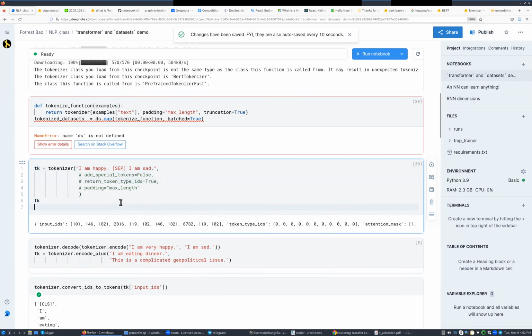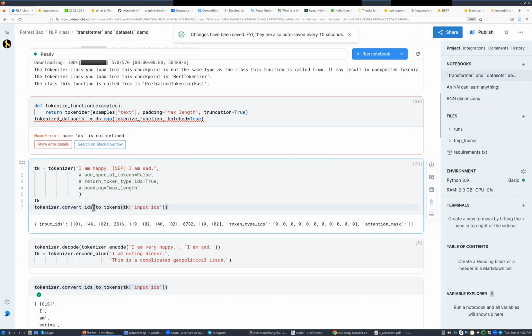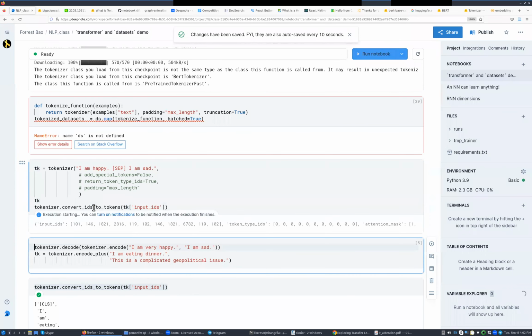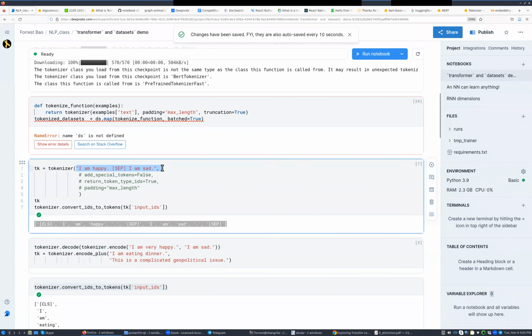But before that, let me add this. I want to map back to see what the tokenization result is. All right, let's run it. So you can see this is the tokenization result. The sentence is I'm happy, separator, I am sad. Now, if you compare this output with the input, do you see something funny?